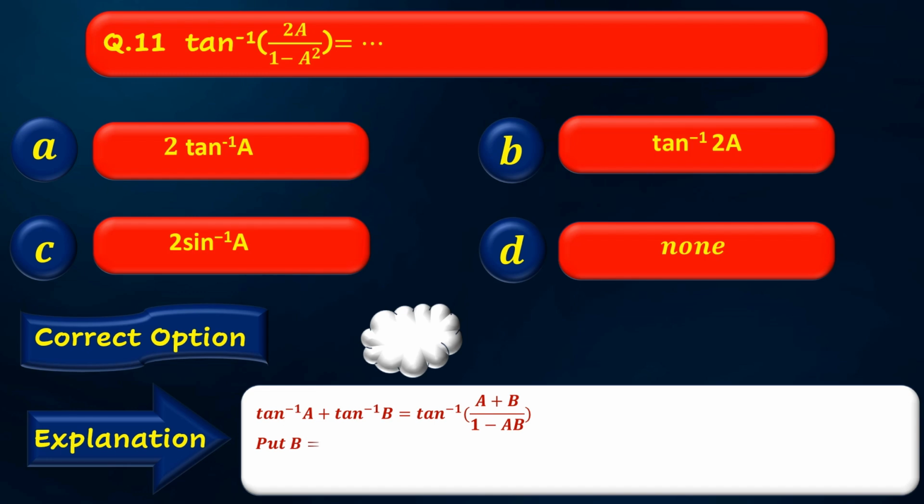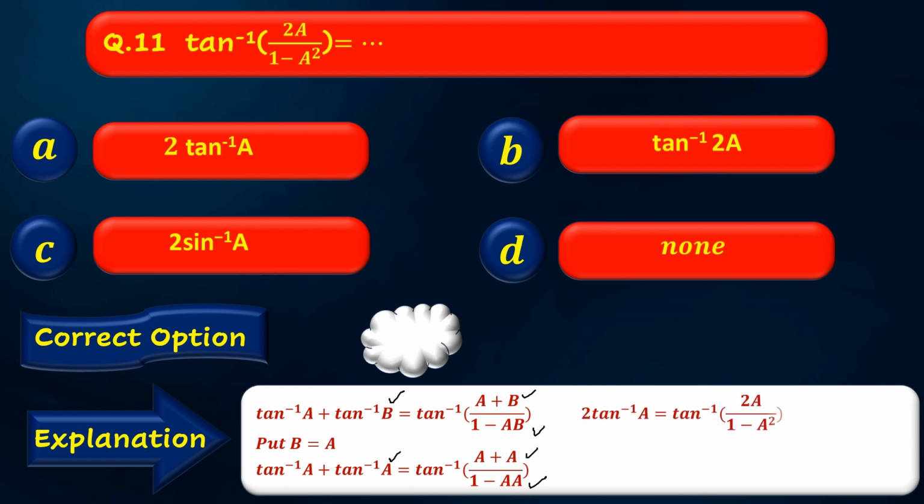We replace b with a in this expression. So we get tan inverse a plus tan inverse a is equal to tan inverse of (a plus a) over (1 minus a into a). Here b has been replaced with a. On simplifying, we get 2 tan inverse a is equal to tan inverse of 2a over (1 minus a square). Therefore, correct option is option A.